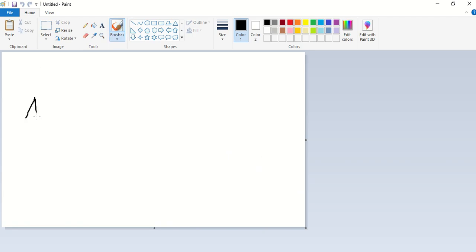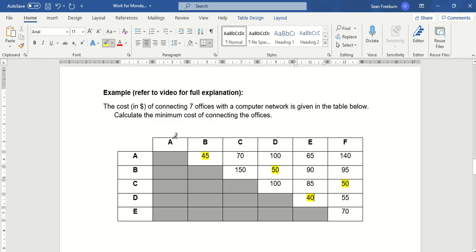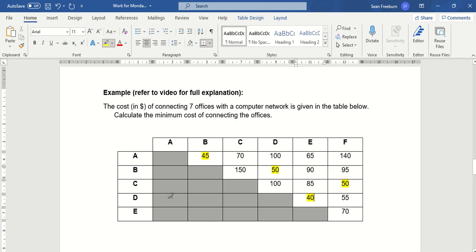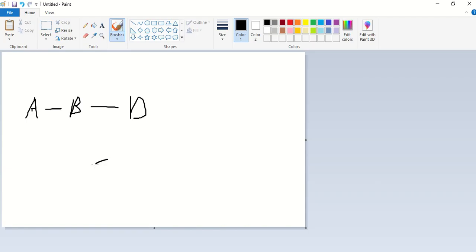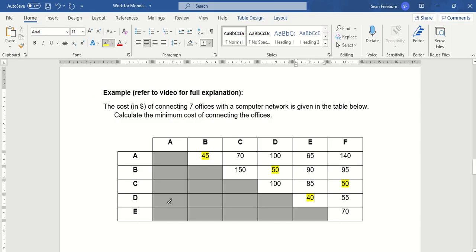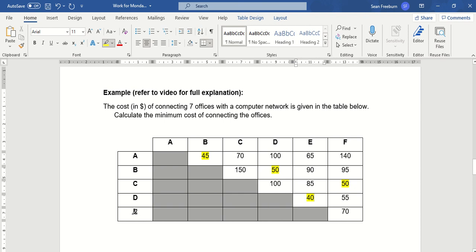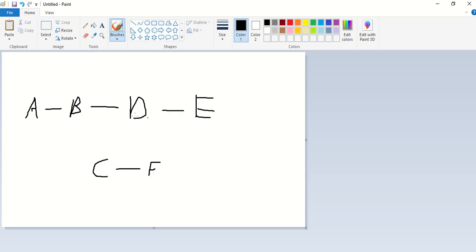So we know A is connected to B. We know B is connected to D. We know C is connected to F. We know D is connected to E. And yeah, the network's not quite connected, is it?